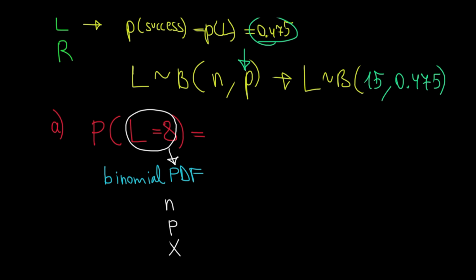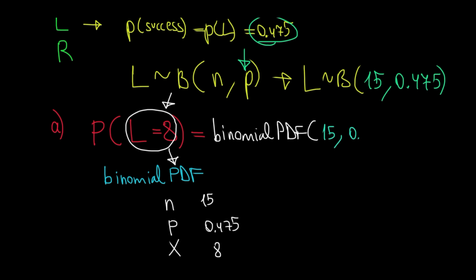Well, N is the number of trials, which is 15. The probability of success is 0.475, and X is the value that you put in the bracket here, which is 8. So in order to answer the question effectively following the structure of IB, you have to write binomial PDF, bracket, and you put all these values in the order you see on the calculator. 15, comma, 0.475, comma, 8. You do all that, and you should get the answer of 0.183 rounded to 3 significant figures. That's the answer to part A.